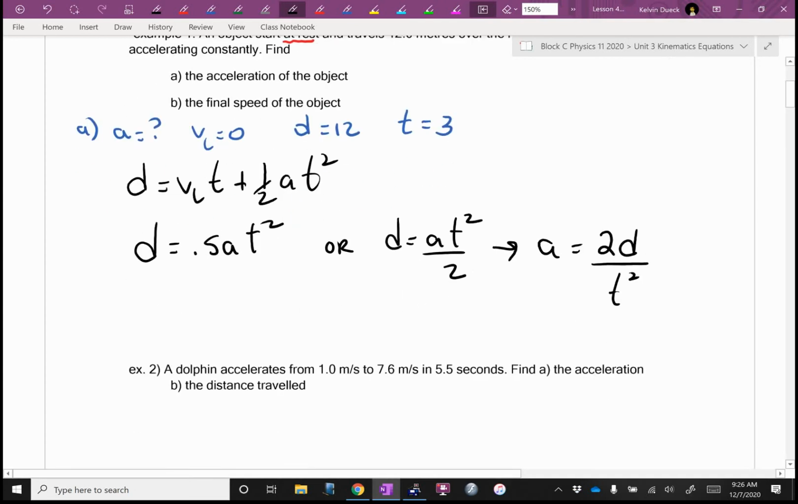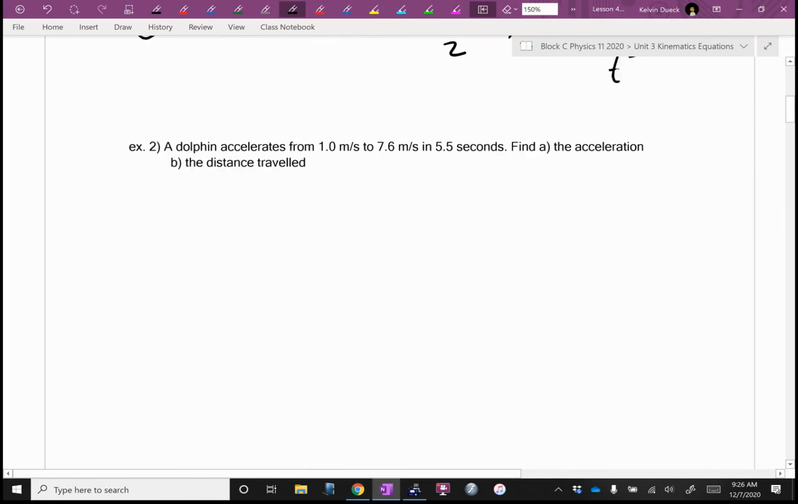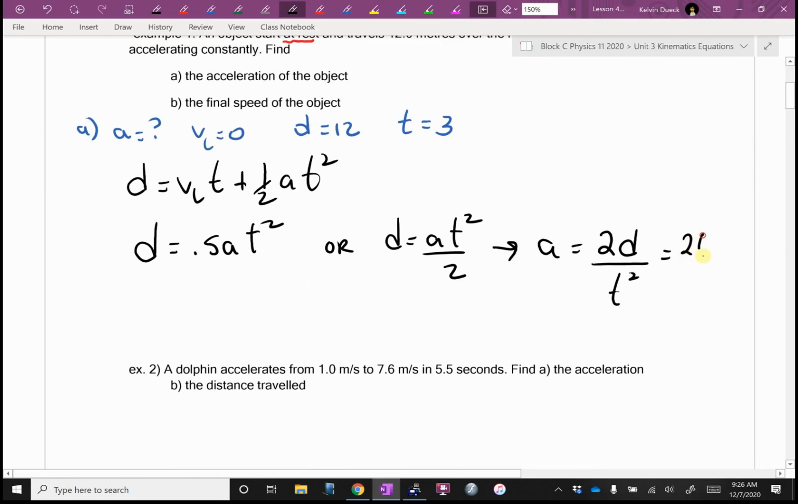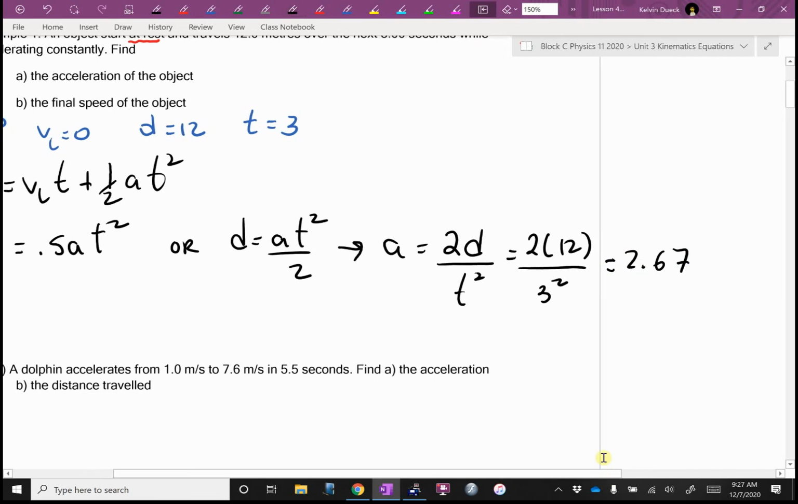Is that all right? I didn't leave enough room. Oh well, we'll try it. 2 times 12 divided by 3 squared. I can do that in my head. It's going to be 24 over 9, divided by 3 divided by 3. It's going to be 8 over 3. Is it 2.666666? So I'll go 2.67. Units, it's an acceleration. Meters per second squared. Good. Okay.